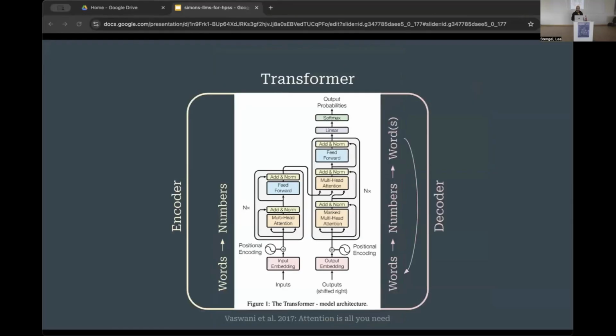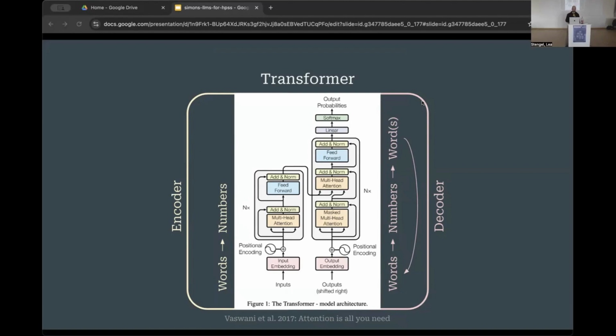So this is the famous transformer architecture. You may have heard of the transformer. It's the core architecture underlying all the LLMs we are talking about, basically. This model was originally designed in 2017 to translate between languages. For example, let's say from German to English.